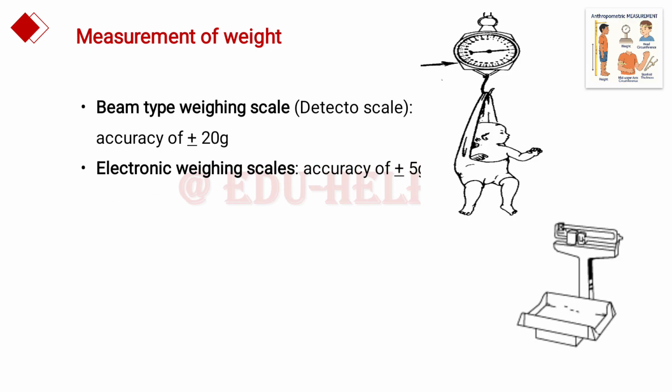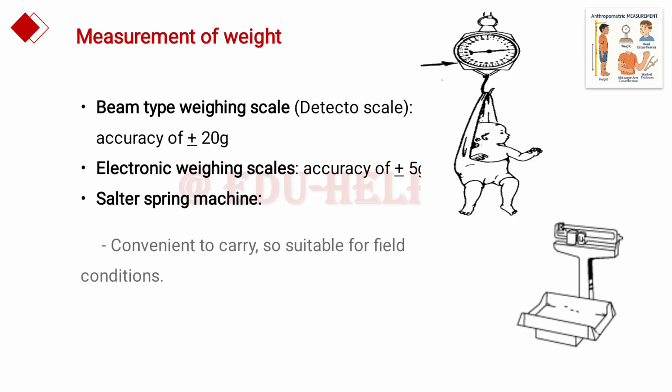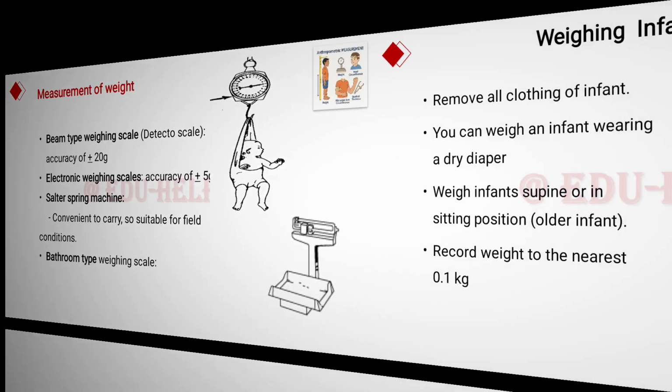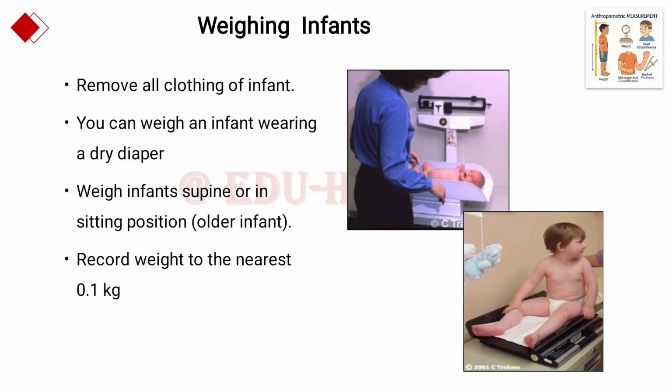There are various types of weighing machines we use to measure weight, like beam type weighing machine, which is also called a detector scale, electronic weighing scale, Salter spring weighing scale, and bathroom type weighing scale. For weighing of an infant, we should remove all clothing of the infant, and the infant can have a dry diaper only. We can weigh the infant in supine or, for an older infant, in sitting position. We should record the reading up to 0.1 gram.